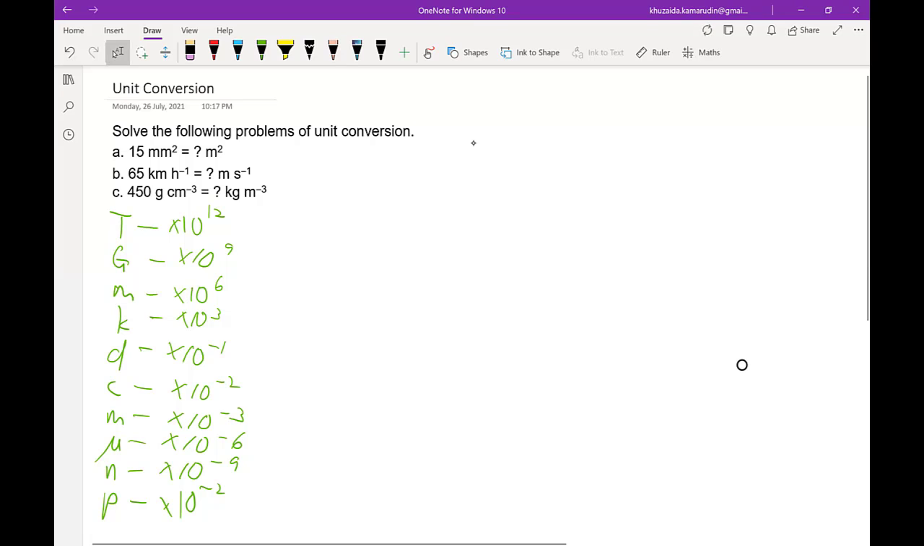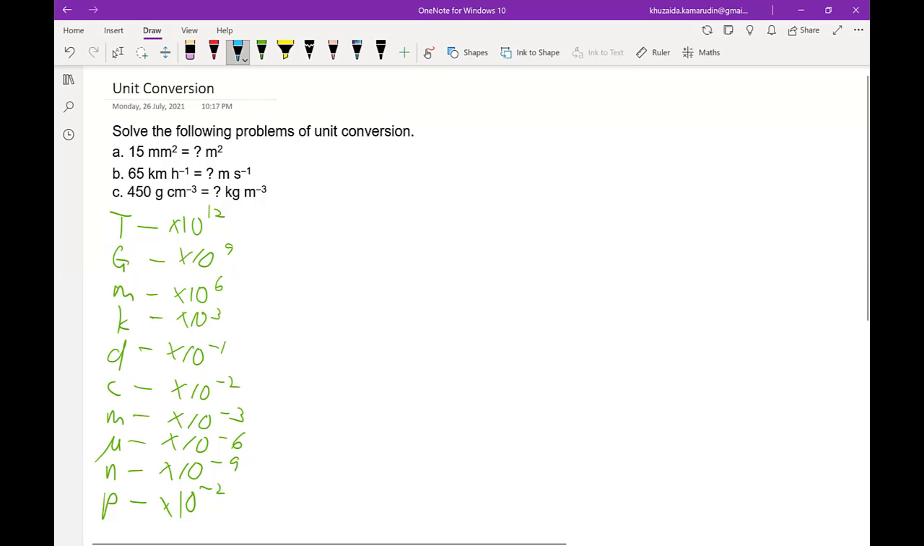All right. Okay, so now let's try to answer this question. The first one is 15 millimeter square. You want to convert into meter square. There are many ways to solve this problem. So if you already have your own way, it's up to you. And this one is just one of the ways that you can use.